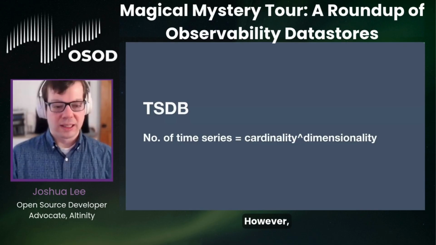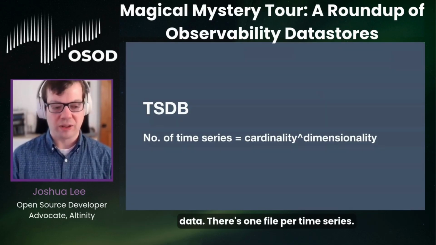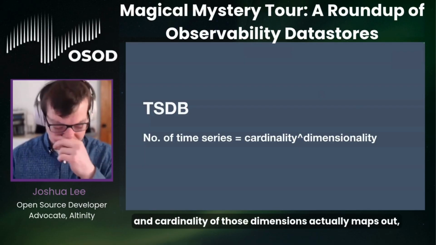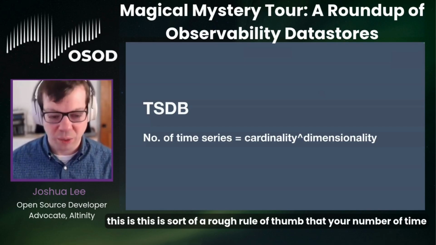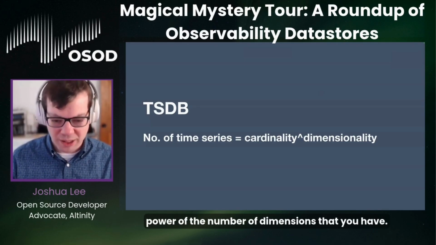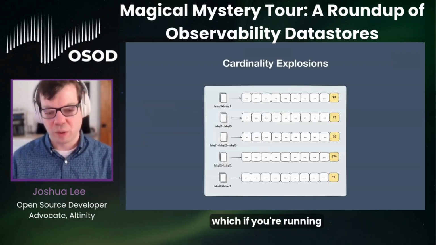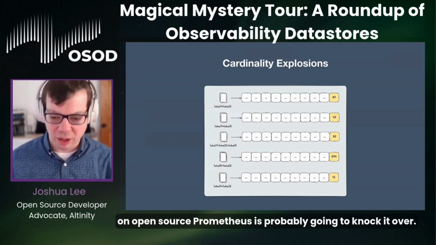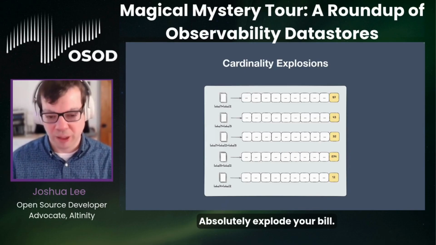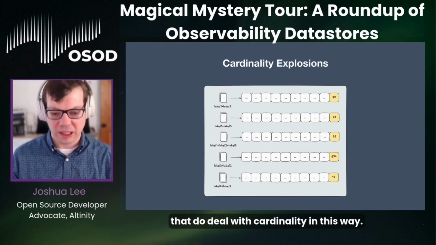However, there is a challenge with the way that time series databases store this data. There's one file per time series, and if we look at how the dimensions and cardinality of those dimensions map out, a rough rule of thumb is that your number of time series is going to be your cardinality to the power of the number of dimensions that you have. That can create a cardinality explosion, which if you're running on open source Prometheus is probably going to knock it over. And if you're running on something like Datadog, it is going to absolutely explode your bill. So you want to avoid this when you're dealing with time series databases that handle cardinality in this way.